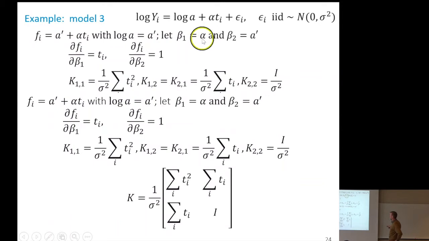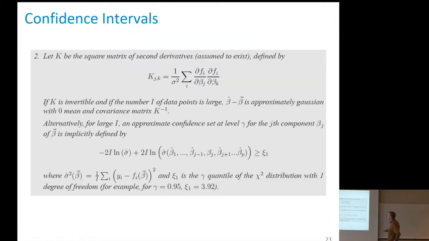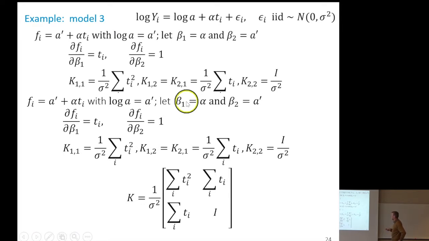So if I call beta 1 the first parameter, alpha, and a prime is the second. The derivative of this with respect to the first parameter is t_i here, and the derivative with respect to beta 2 is 1. So I can compute the matrix obtained by all the cross derivatives, the formula that's given here, the sum of all those cross derivatives. It's a 2 by 2 matrix because I have two parameters, beta 1, beta 2, alpha and a prime, and the values are obtained here. K11 is 1 over sigma squared times the sum of t_i squared, etc. I have those values here. So my matrix K is equal to that here, right?